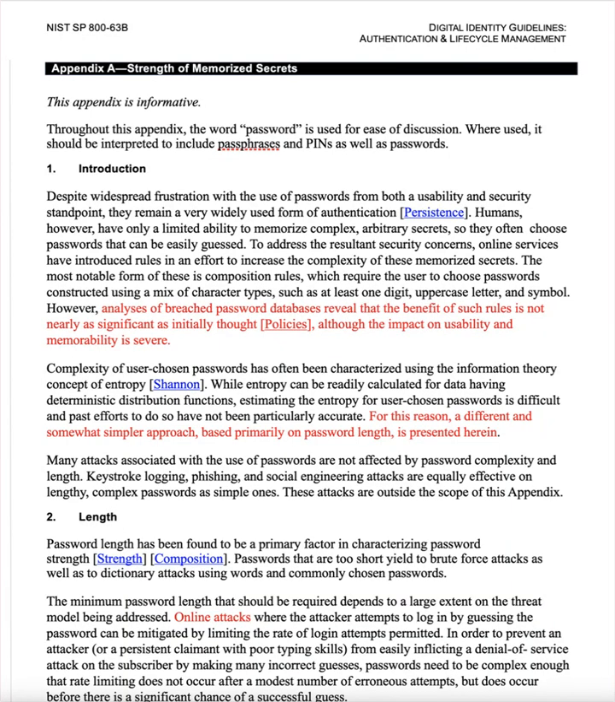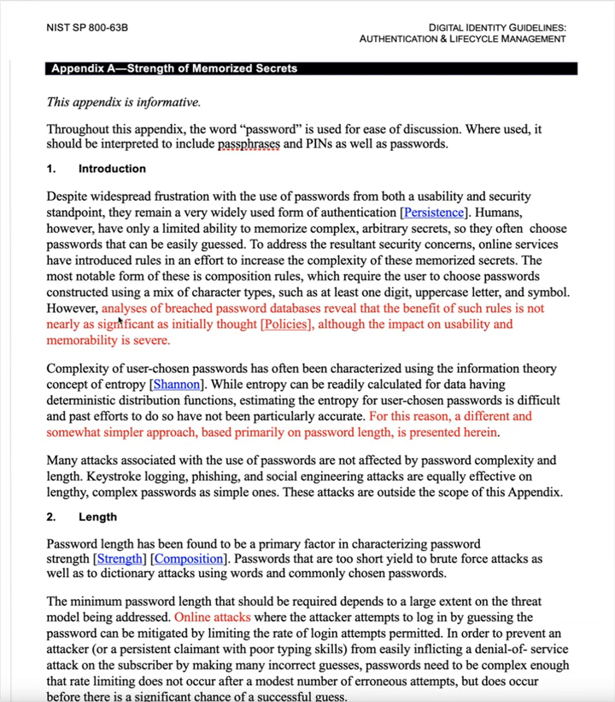So here is the NIST SP 800-63B. It discusses the strength of the memorized secrets or memorized passwords. It shows the rules that we just discussed. It says that the rules are required to select passwords, which includes a mix of character types, or at least one digit, uppercase letter, and symbols.